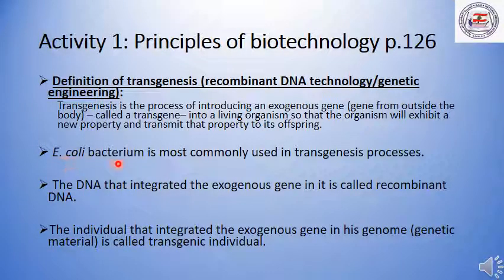E. coli bacterium is most commonly used in transgenesis processes. The DNA that integrated the exogenous gene in it is called recombinant DNA. The individual that integrated the exogenous gene in his genome, which means his genetic material, is called a transgenic individual.